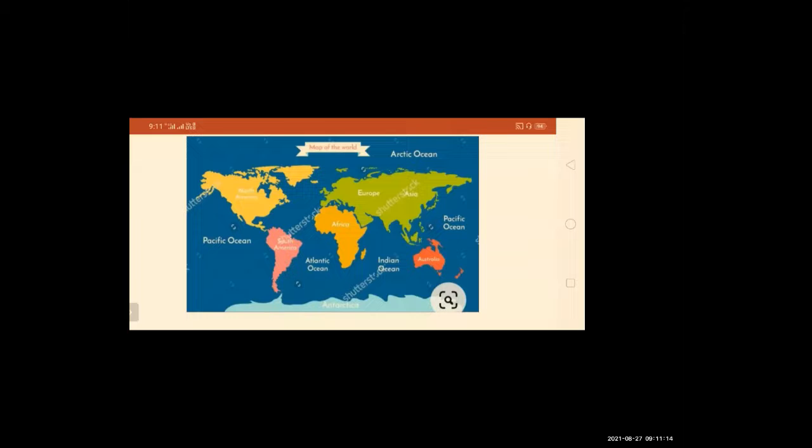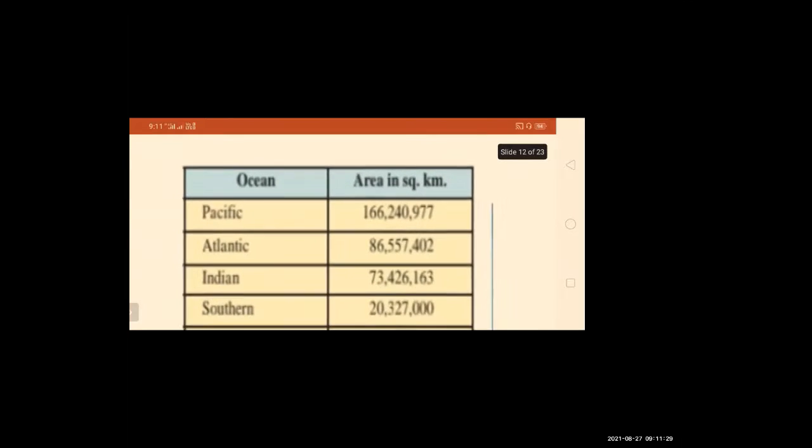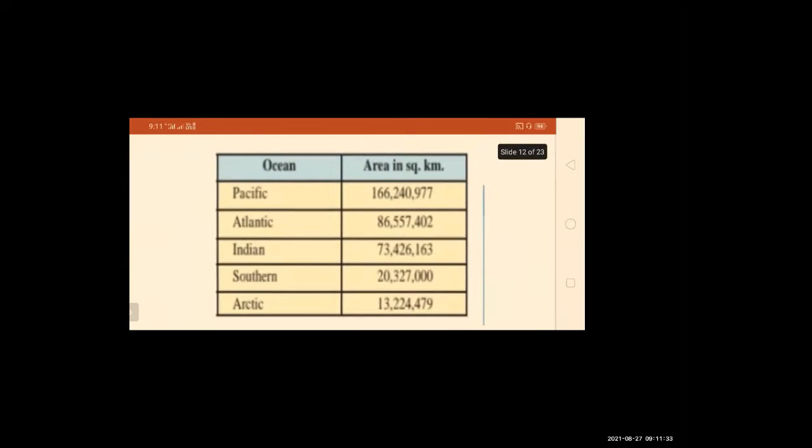Ocean, the Pacific Ocean, which has covered the maximum part of the earth, is the biggest ocean. Okay. See here, we will see the areas of all these oceans in square kilometer. It is given in square kilometer.